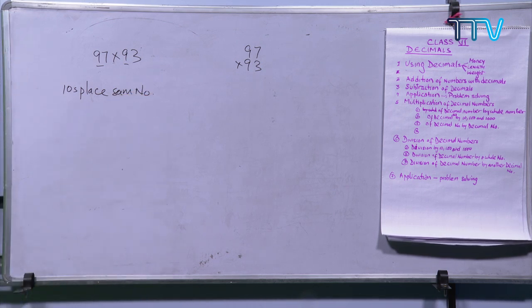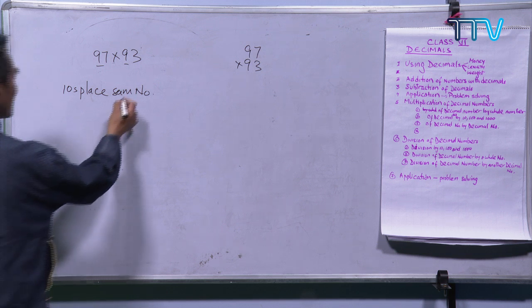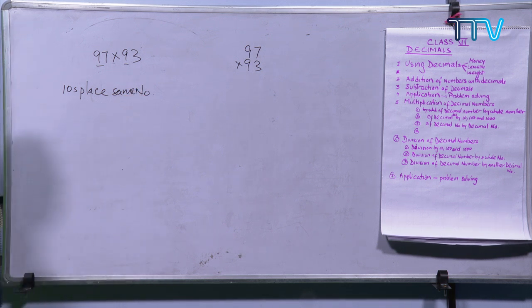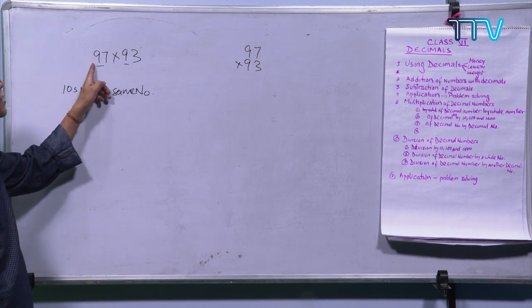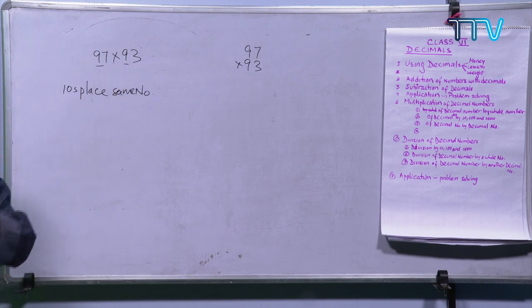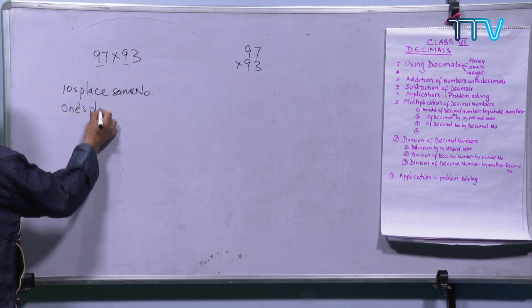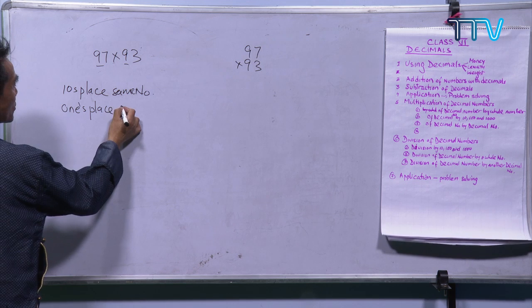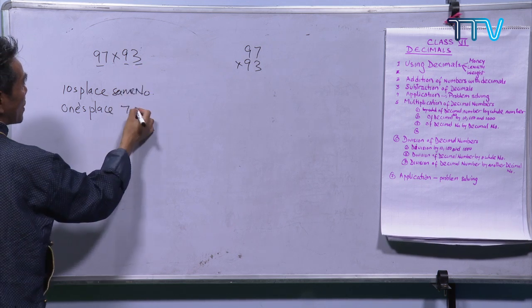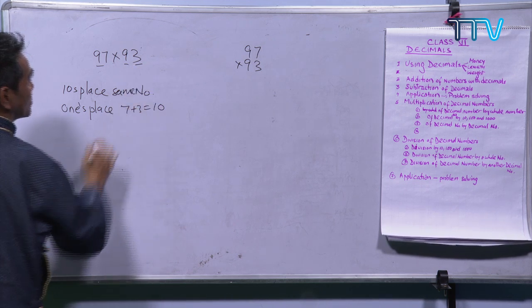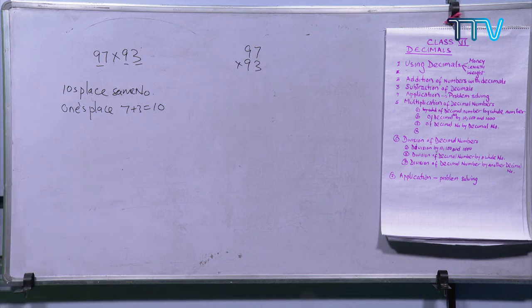Okay, the tens place is the same number. Both tens places are the same, 9 and 9. Then the unit places: 7 and 3, and 3 plus 7 is 10. Okay, that is the same thing.